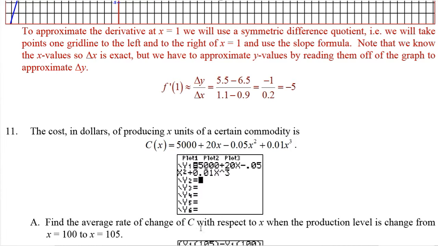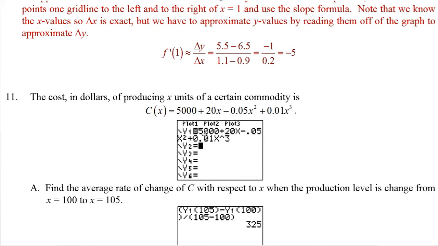Okay, so anyway, it's a slope formula the way we go. So since I have this in as y1, I can just do parentheses y1 of 105 minus y1 of 100 in parentheses, divide by parentheses 105 minus 100. And that's 325. Let the calculator do the figuring out for me.